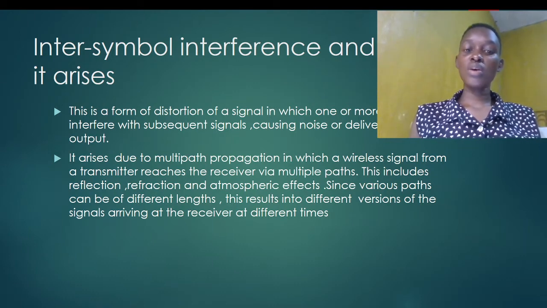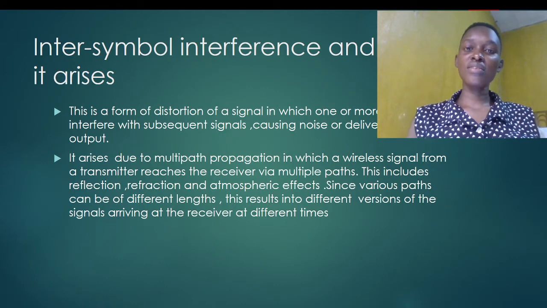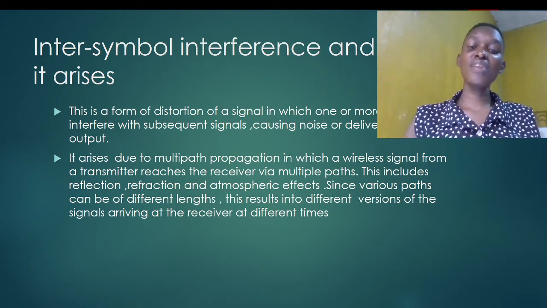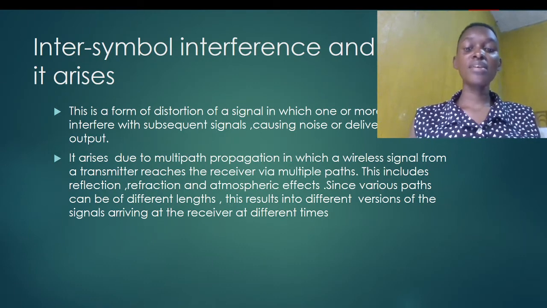And when this signal reaches the receiver via multiple paths, it implies that those signals can have different lengths, and that will result in receiving them at different times. And these interferences can include reflection, refraction, and atmospheric effects.